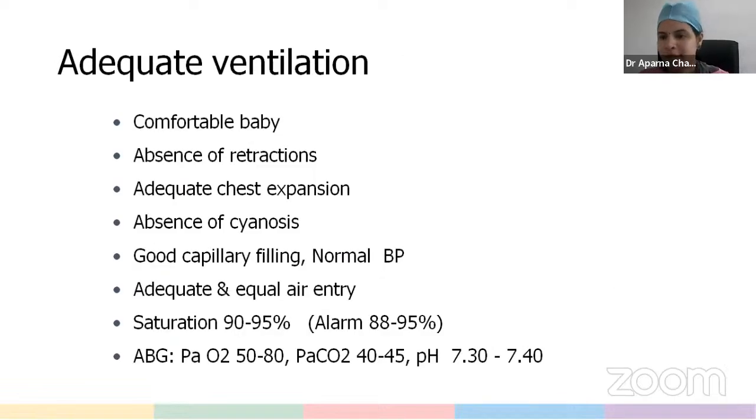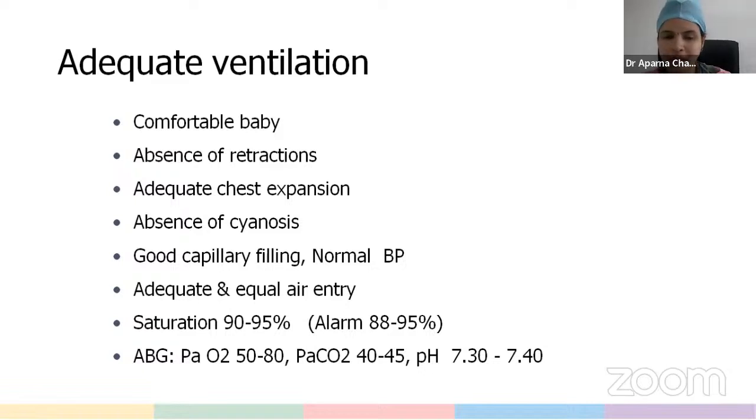So with all these parameters, the aim is to achieve adequate ventilation, which is defined by or assessed by the presence of a comfortable baby, minimal or absent recessions, adequate chest expansion, absence of cyanosis, good or adequate capillary refill time, and normal hemodynamic status or normal blood pressures, adequate air entry bilaterally when assessed with a stethoscope, and normal saturations, that is 90 to 95% saturations, provided the alarm limits are optimally placed, and a normal ABG.